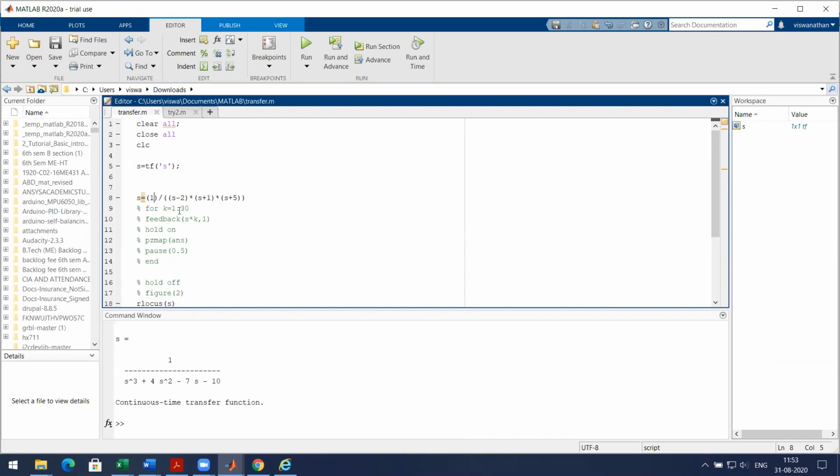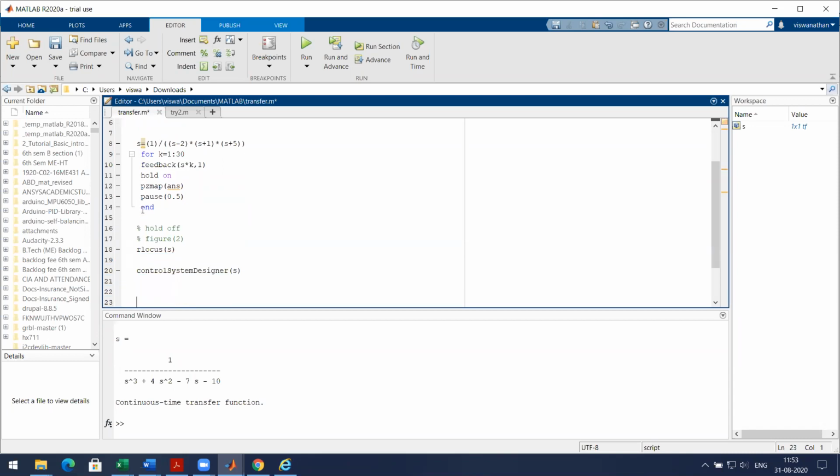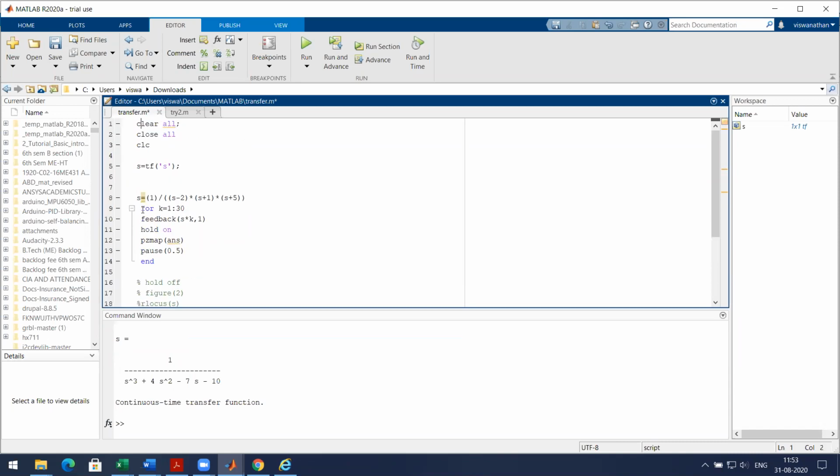If I want to change the gain, say from 1 to 30, I want to see how the pole positions move. So there are 3 pole positions. All 3 should go to infinity because there is no 0 over here. Okay, so we'll just run this and see what it gives.